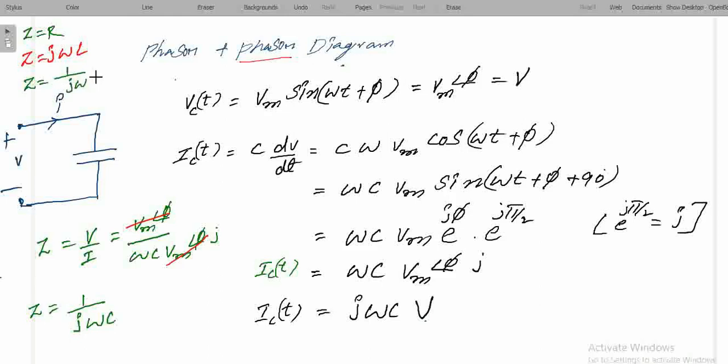This is called as Xc, reactance offered by the capacitor. This is your reactance offered by the inductor. For purely capacitive network, the impedance is equal to capacitive reactance.